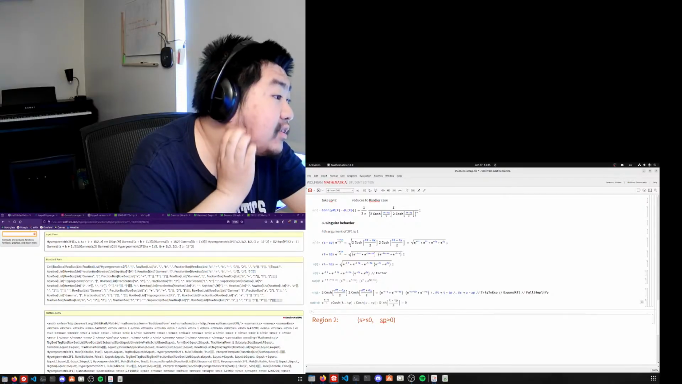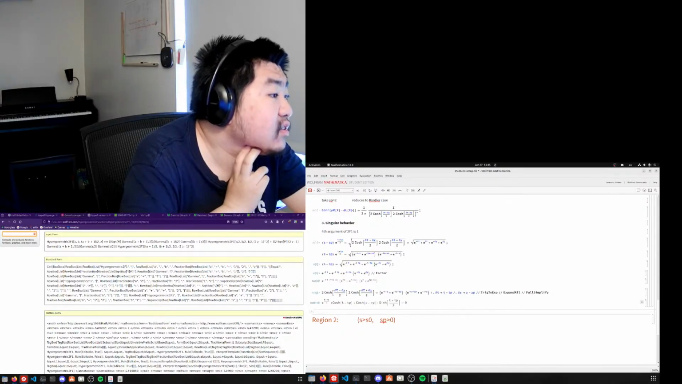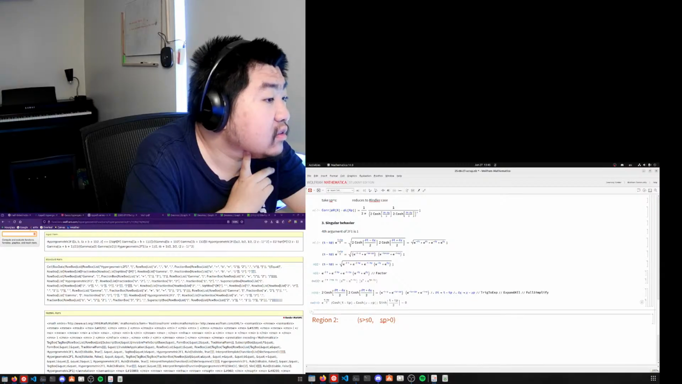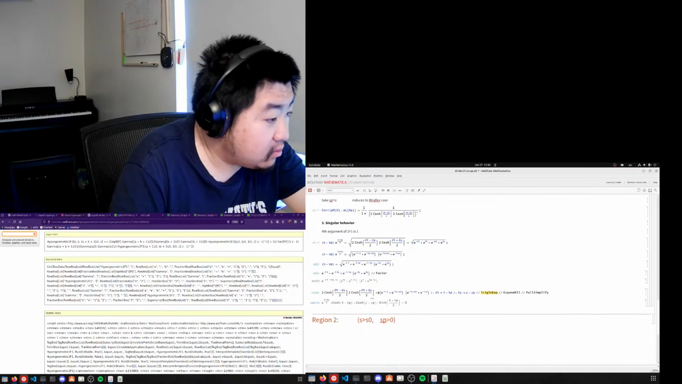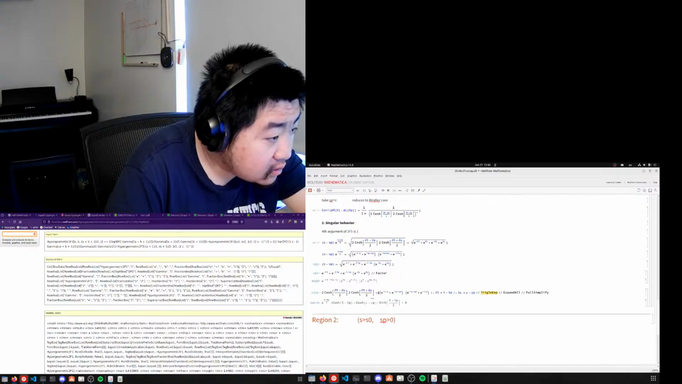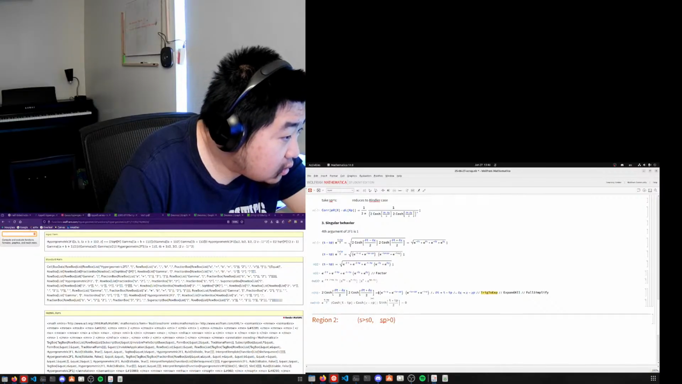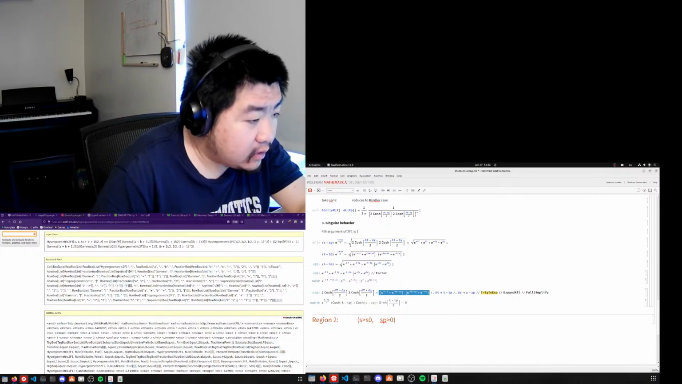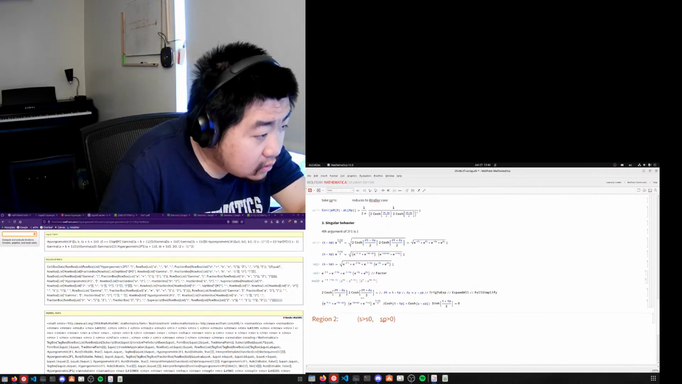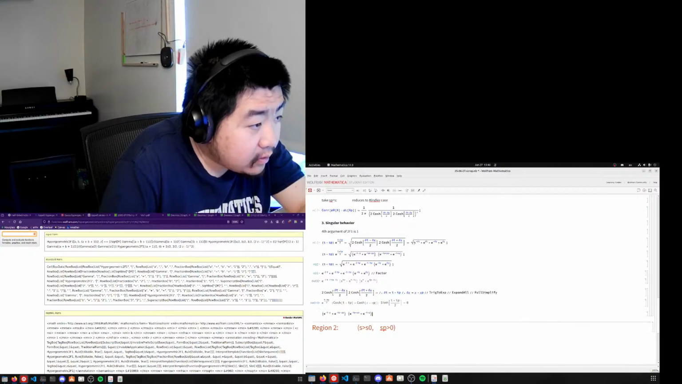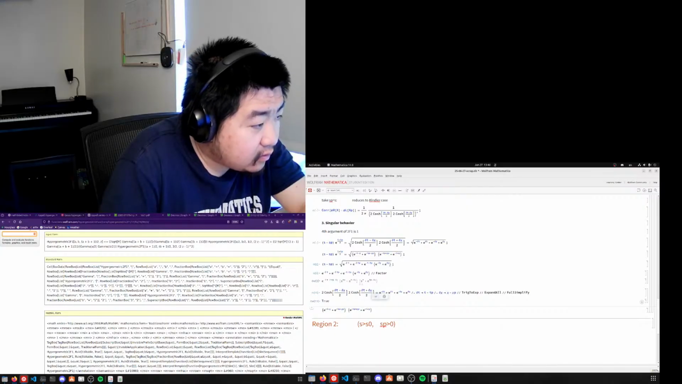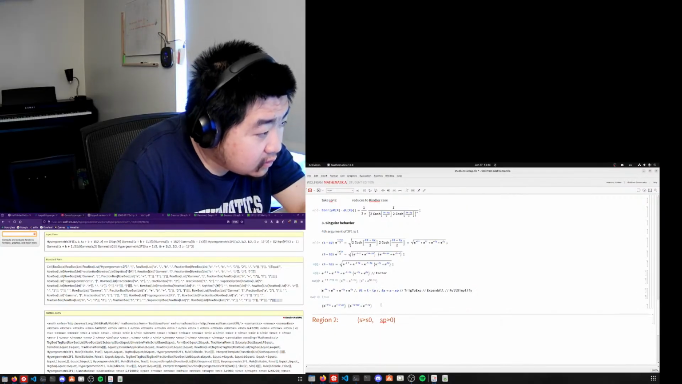Wait, this is not perfect. Where's the root? Minus. Okay, this is strange. But these are the same. Okay, so now I just have to deal with this.